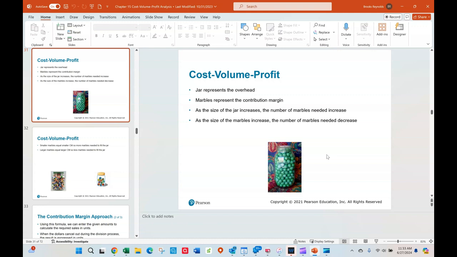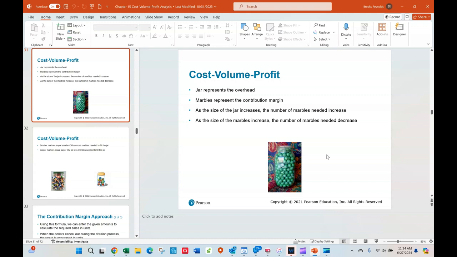As the jar gets bigger, which means that your fixed costs get bigger, then you're going to need more marbles. As the jar gets smaller, so in other words, your fixed costs decrease, the number of marbles or the number of units you need to fill that jar or break even decrease. So more overhead, you need more units, less overhead, less units.